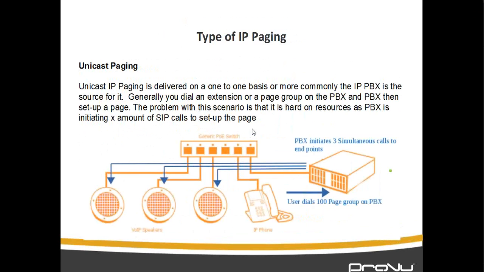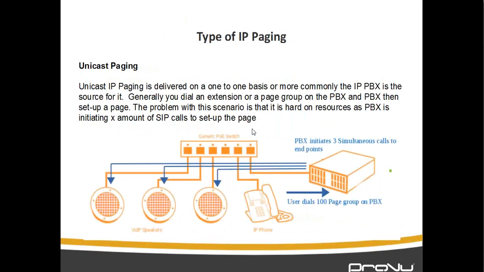So before moving forward, it is important to understand what the different kinds of IP paging are and how you achieve them. There are two main kinds of IP paging. The first one, which is mostly used in organizations, is called unicast paging. And unicast paging basically means it is controlled by the PBX.